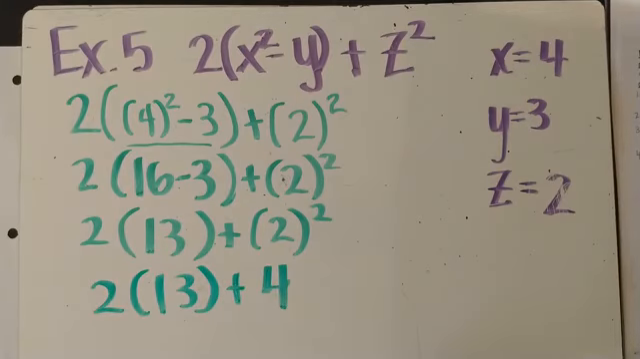Multiplication and addition are remaining. Which one should be done first? According to our order, the operation of multiplication should be done first. 2 times 13 is 26. Now we have 26 plus 4. Add those together and you get 30.